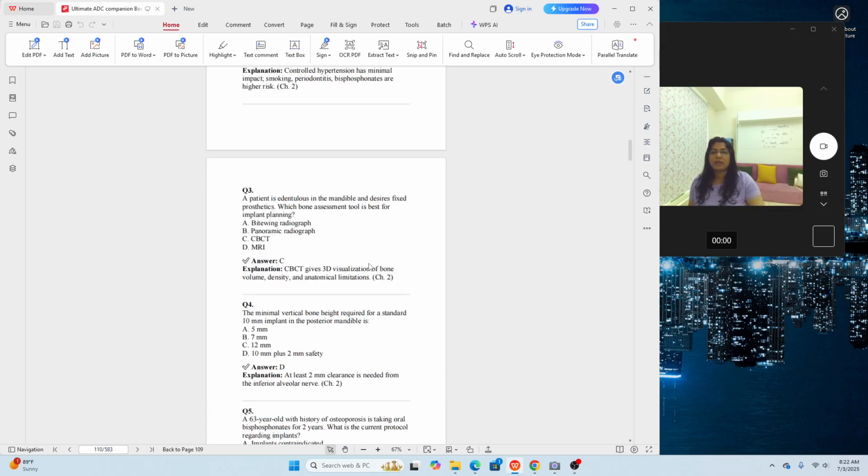A patient is edentulous in mandible and desires fixed prosthetics. Which bone assessment tool is best for implant planning? CBCT, straight away, close your eyes and go for it. Because CBCT is so accurate. It shows you everything in a 3D way. You can just slice off each.